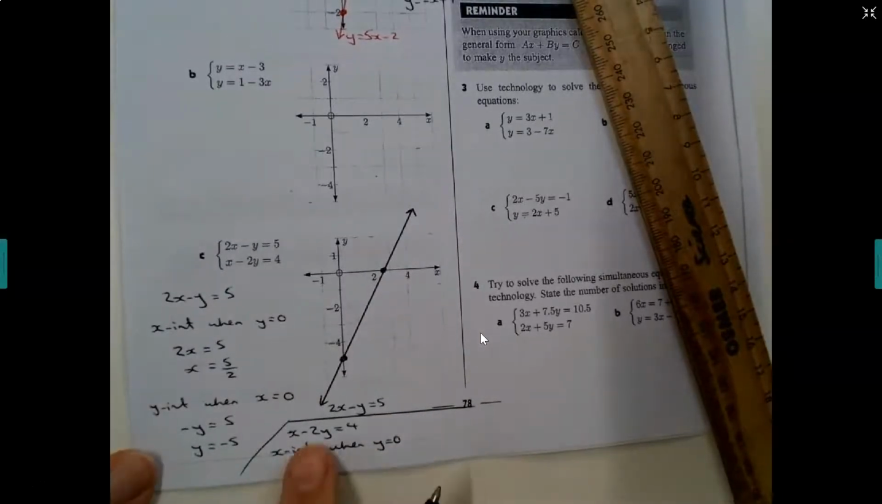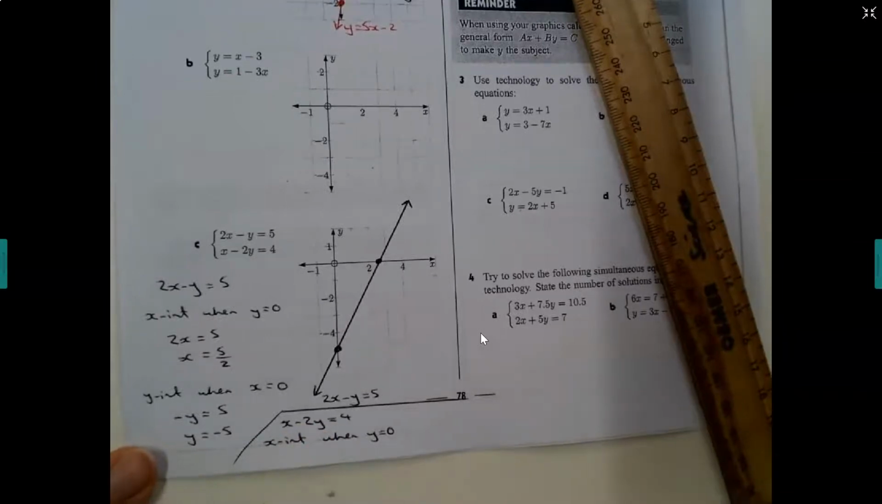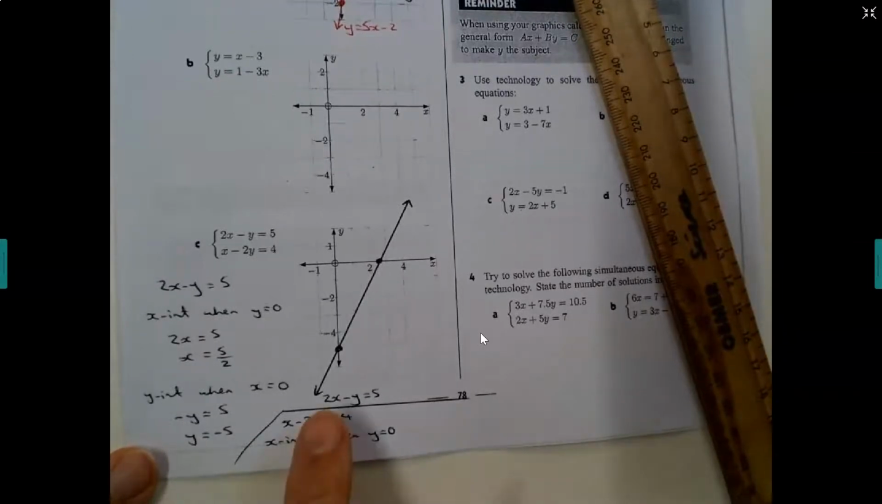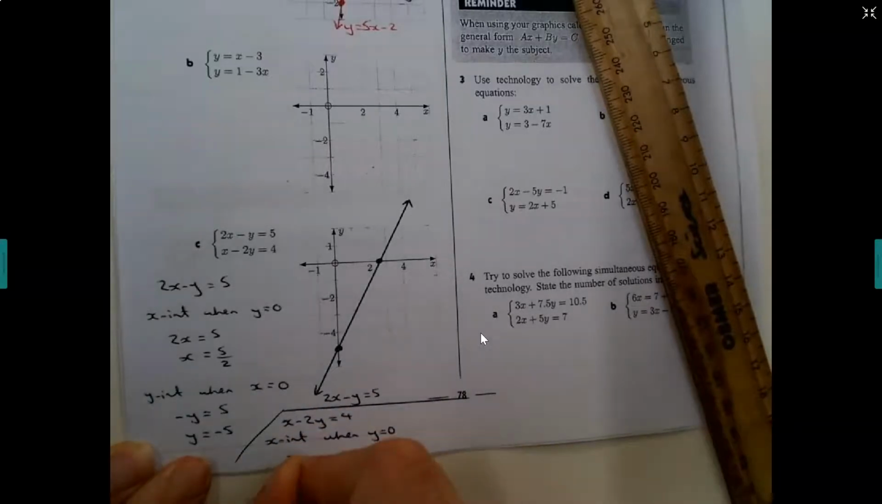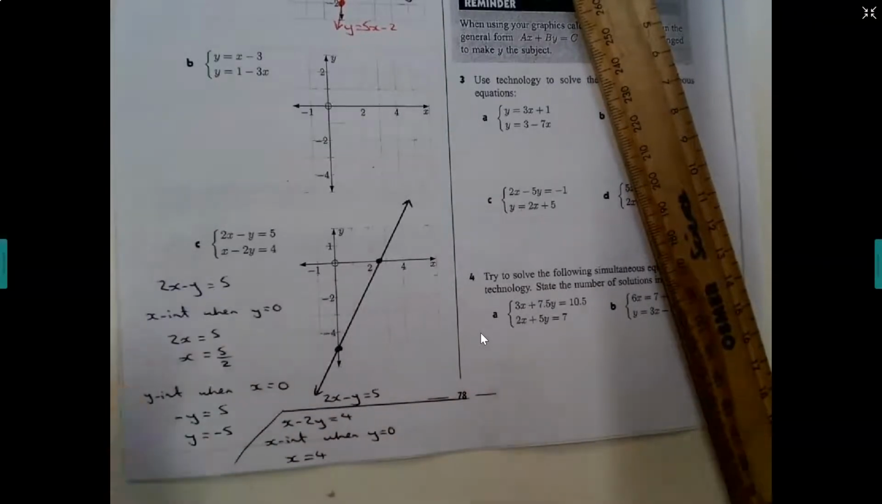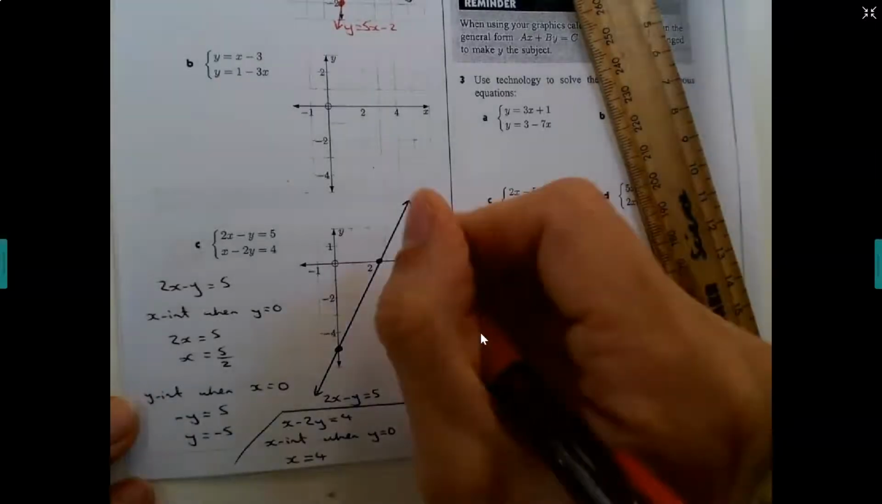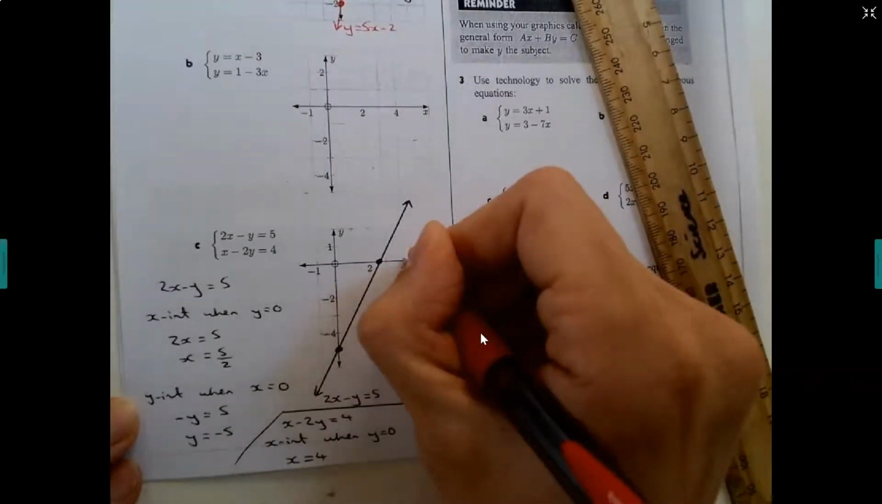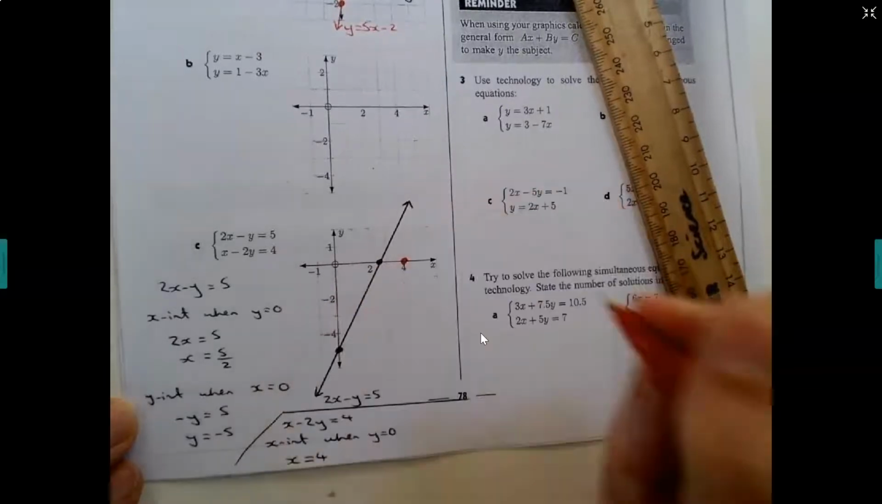So when y is equal to 0, what's x going to be equal to? When y is 0, so if I substitute 0 into that, what's x going to be equal to? 4. Can you see that? x minus 2 times 0 is just going to be 0, so it's just going to be x is equal to 4. So our x-intercept for this one is going to be at this point here. x is equal to 4, y is equal to 0.